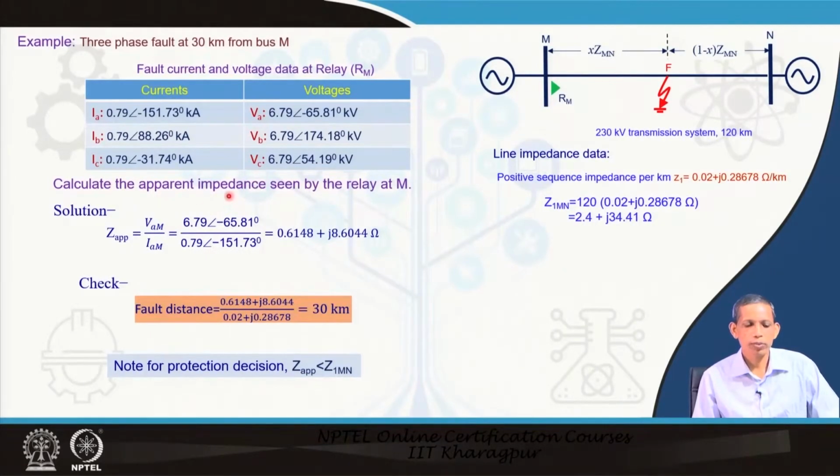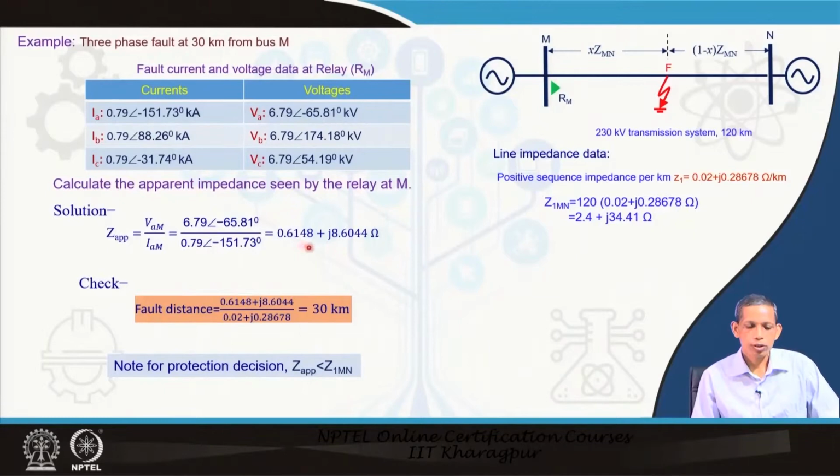Now, the question is to calculate the apparent impedance seen by the relay at bus M during this 3-phase fault. Relay RM obtains these voltage and current phasors, and now it will calculate Z apparent. From the earlier discussion, Z apparent equals VA divided by IA, or VB divided by IB, or VC divided by IC at the relay bus. Therefore, VAM divided by IAM gives us 0.6148 plus j 8.6044 ohm.